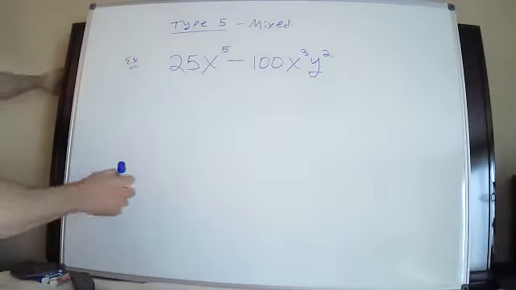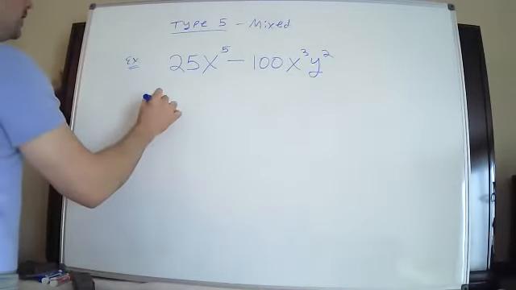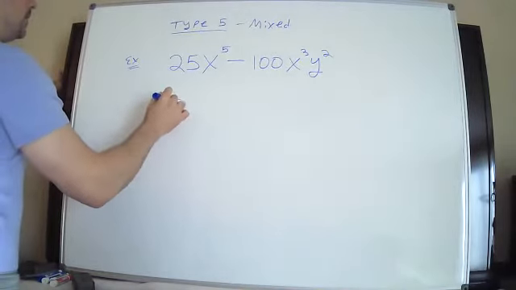All right. So the third example. This one is much more complicated, and you've got to be very careful with it. You're looking for the greatest common factor.